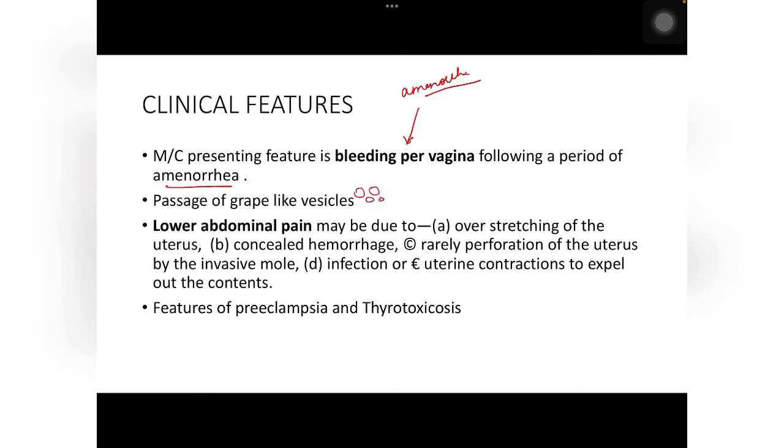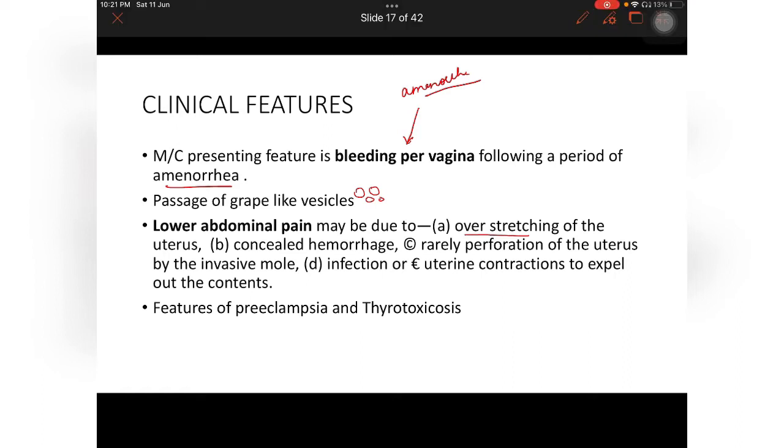This history can be there, and she can have abdominal pain. That abdominal pain can be because of overstretching of the uterus. There can be hemorrhage because of the molar pregnancy. Sometimes there can be a spontaneous uterine perforation if there is an invasive mole. Sometimes the mole can invade the uterine walls, if there is any infection, or the uterus can be trying to contract and expel the contents.